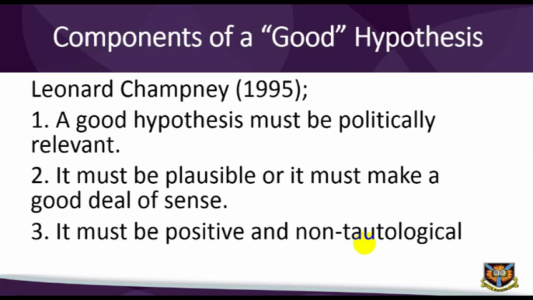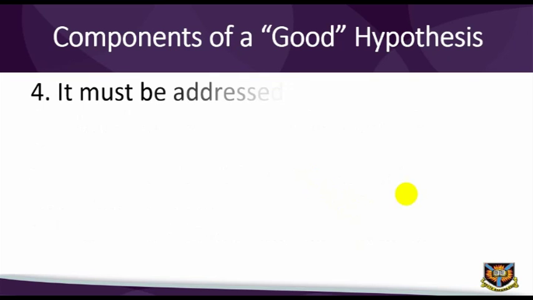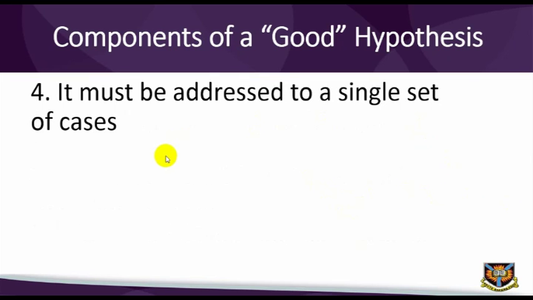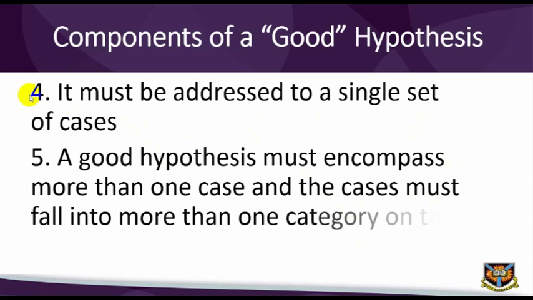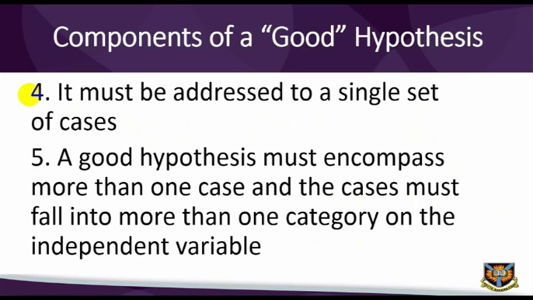4. It must be addressed to a single set of cases, e.g., military regimes are more likely to spend higher on defense than civilian regimes. In this hypothesis, the dependent variable is defense expenditure. The independent variable is regime type. Cases are the nation states. What component 4 is saying is that the states whose defense expenditure are considered must be the same set of states whose regime type are considered.